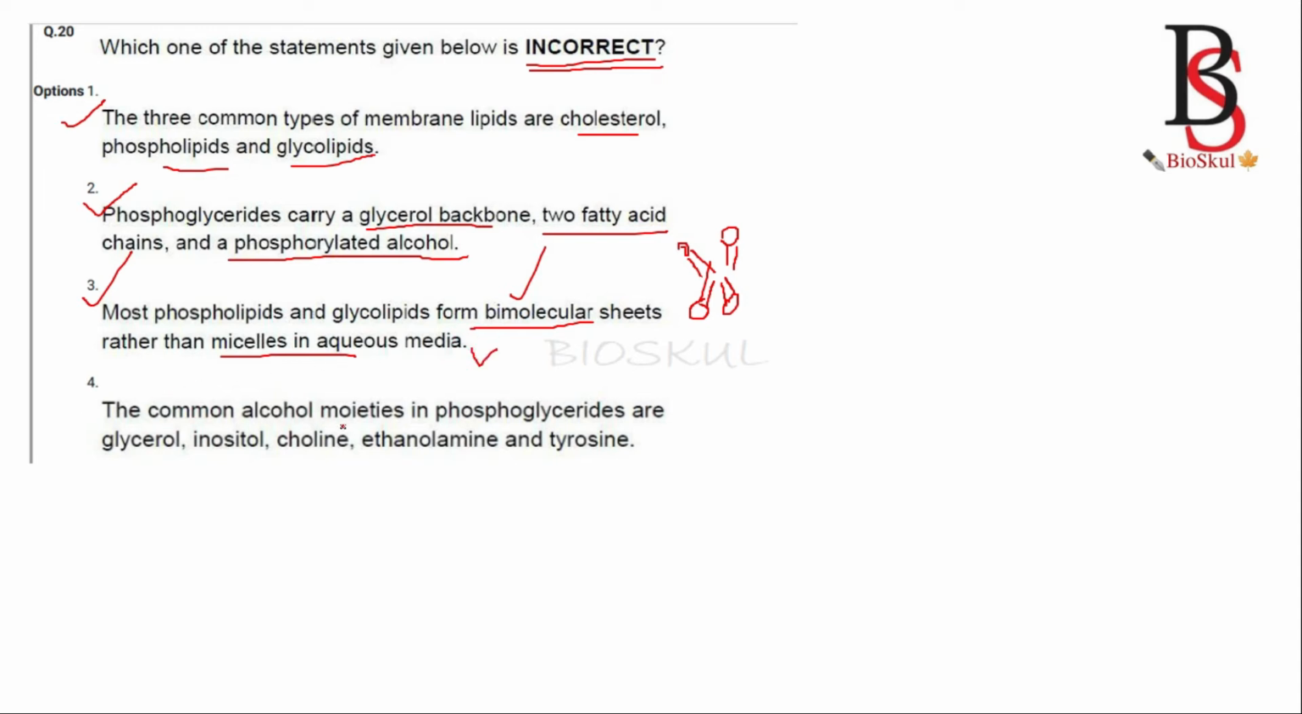Okay, option 4. The common alcohol moieties in phosphoglycerides are glycerol. In the phosphoglyceride, they carry the glycerol backbone, fatty acid chain and a phosphorylated alcohol. So the alcohol moieties may be glycerol, inositol, sometimes choline or ethanolamine. But it is never tyrosine. So this one is wrong. So the correct answer for this question is option 4.